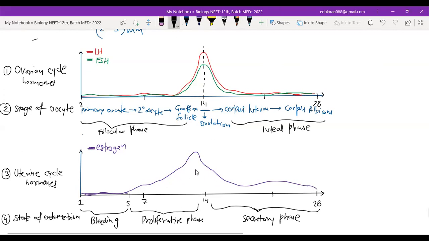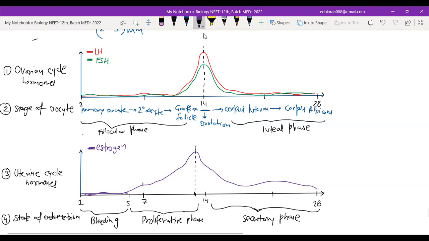So in this case, you see the peak for estrogen is not on day 14, but before day 14, day 12 or 13, somewhere here. This is the peak for estrogen. Estrogen is the dominant pre-ovulatory hormone. Before ovulation, estrogen is highest. From this point onwards to this point, it is very much secreted, right? So throughout the proliferative phase, it is the estrogen which is dominating.